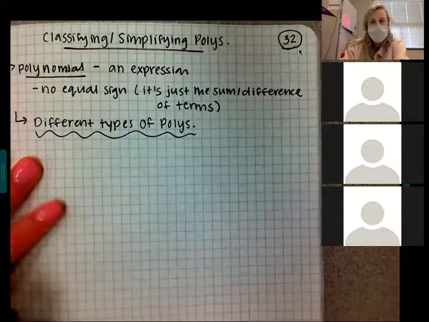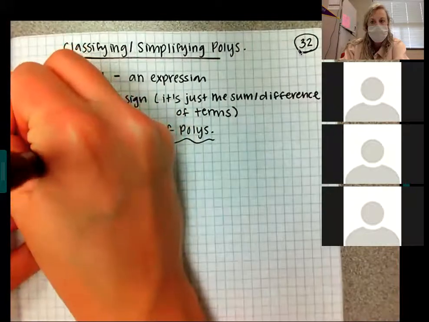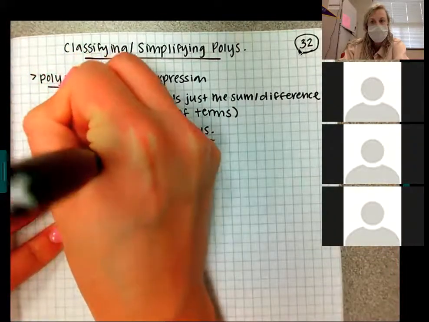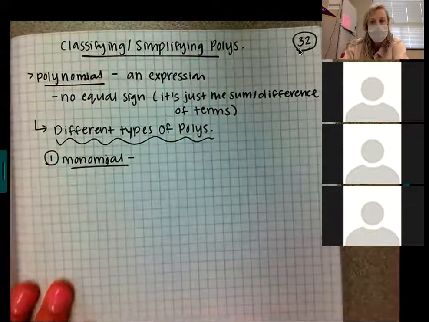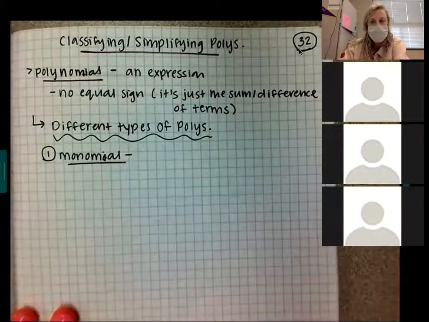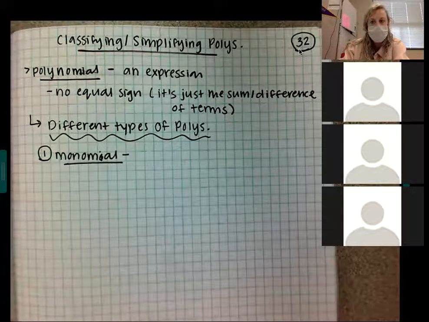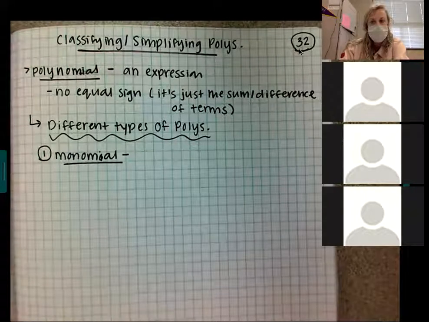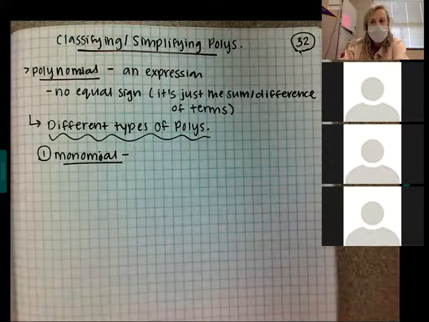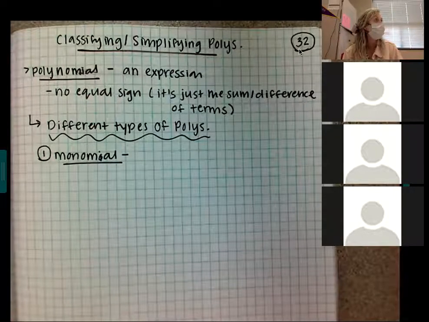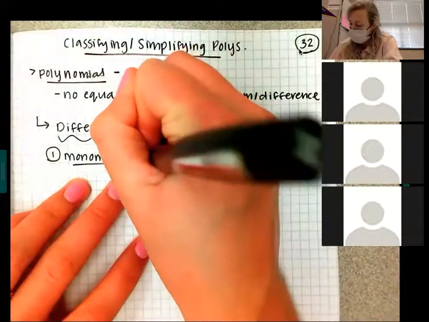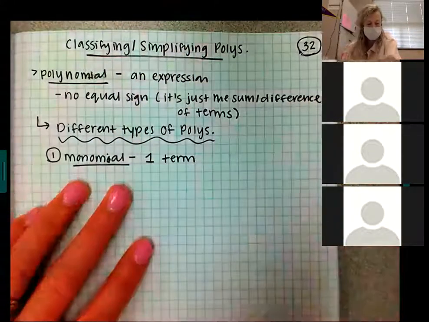All right, y'all, so different types of polynomials. The first type of polynomial you can have is called a monomial. Do y'all know what the word mono means? Good, who said that? Sean, extra credit. It means one. So a monomial is going to be a polynomial with how many terms? 1. Good job, y'all. So a monomial is just a polynomial that has 1 term.